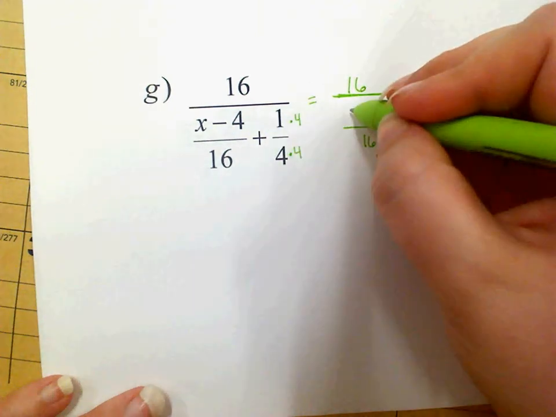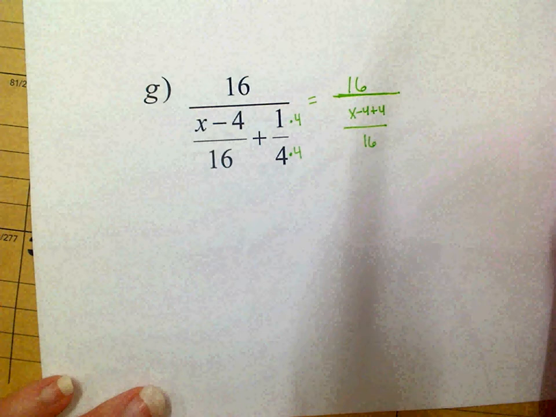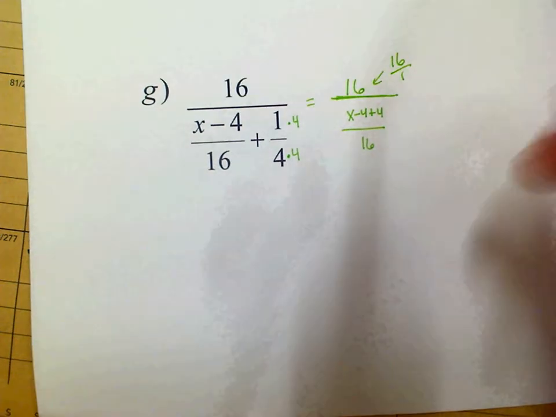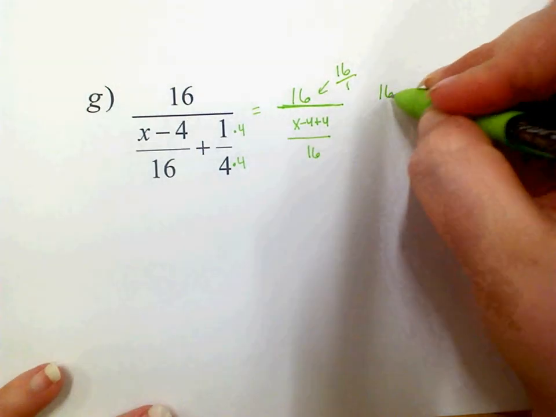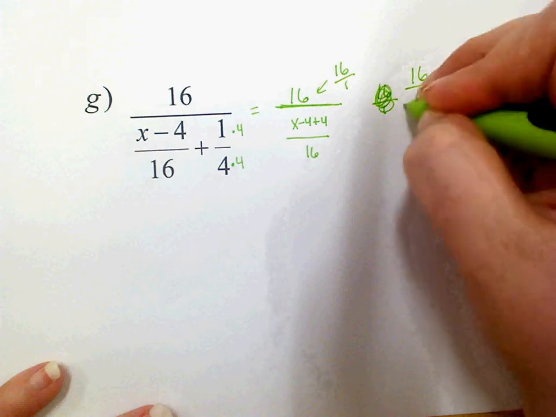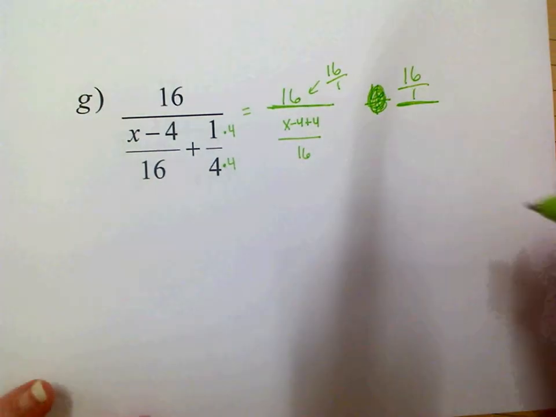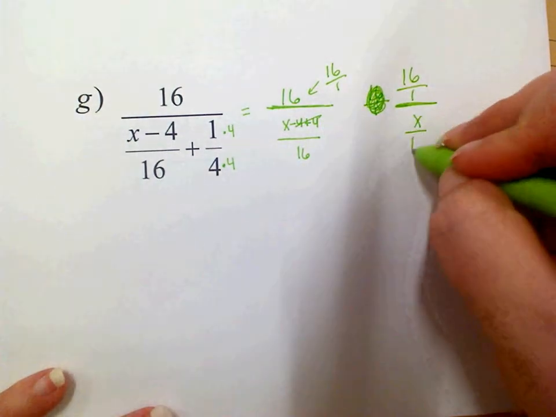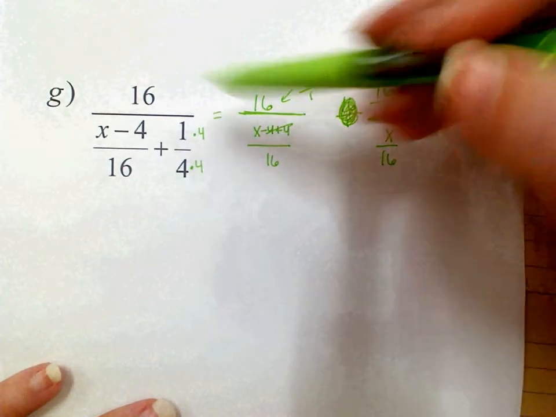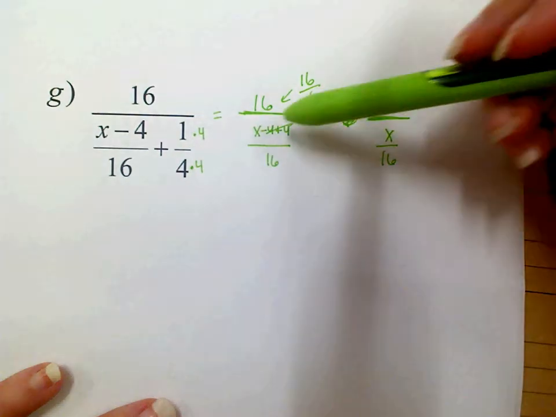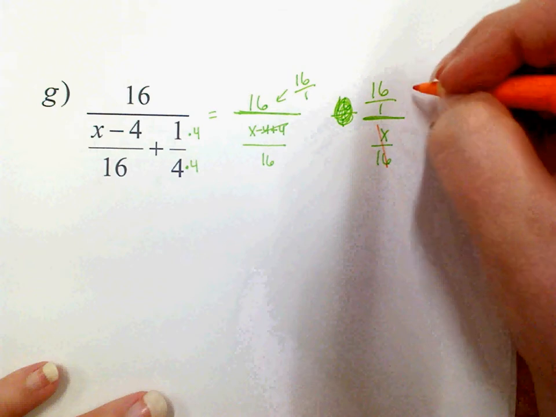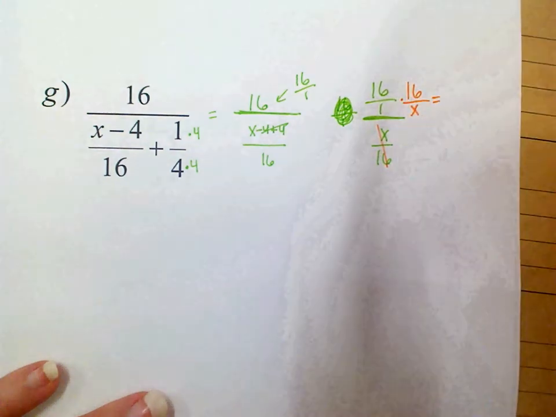plus 4, right? And this right here, we can think of it as 16 divided by 1, right? So what I've got is 16 divided by 1 divided by x divided by 16, right? So 16 is the same thing as 16 over 1. X minus 4 plus 4 is just x over the common denominator 16 and then I flip and multiply by 16 over x, and then I just multiply straight across. 16 times 16 is 256, 1 times x is x, and there's my answer.